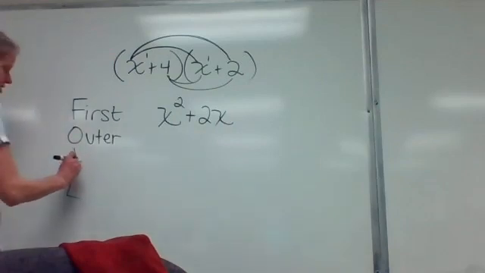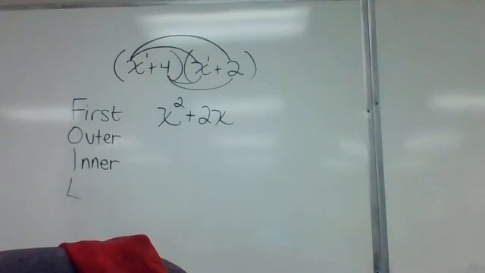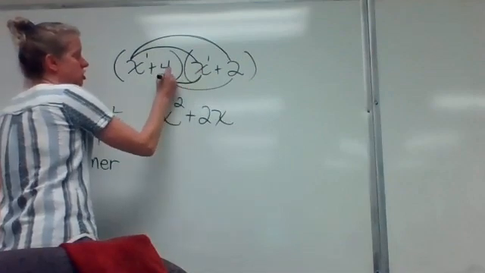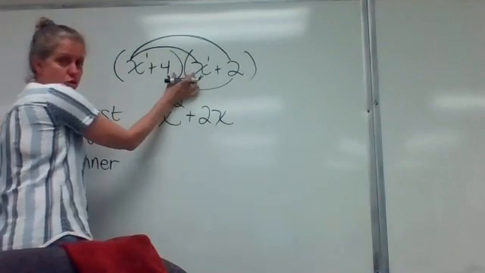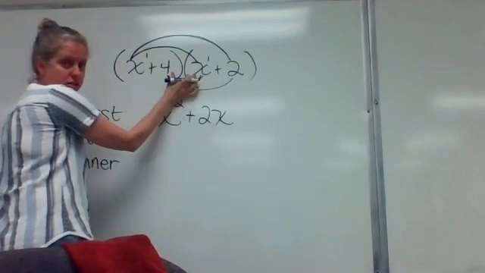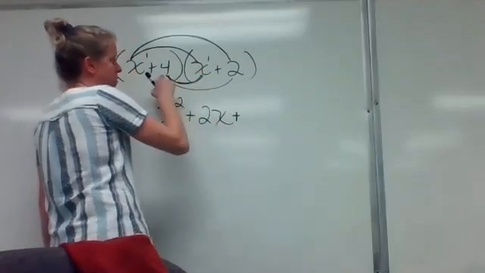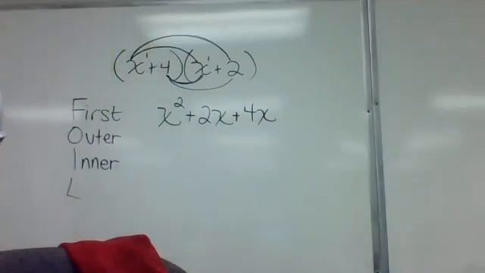After the outer is the inner. Which is actually the start of distributing the 4. But it's the inner two most terms, which is positive 4 times x. Again, when you multiply a number times a letter, it just hooks them together. So positive 4x.